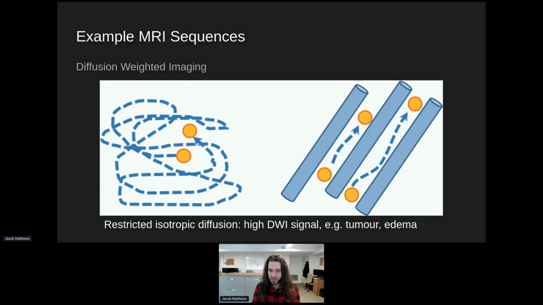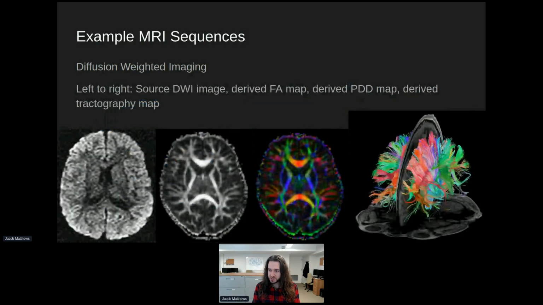On the right, we have these blue cylinders. These can represent something like axonal bundles. And in the presence of this type of boundary that the water can't freely diffuse past, more diffusion is going to happen along that direction. And so basically, depending on the tissue and microstructural environment in the brain, water is going to diffuse differently. And we can take advantage of this and generate MRI contrast based on this.